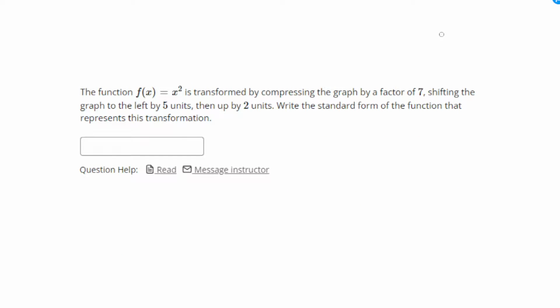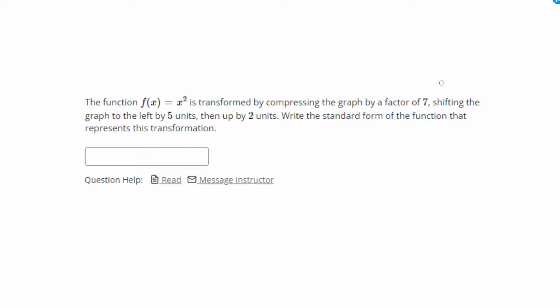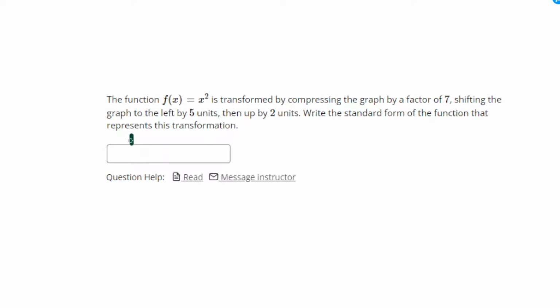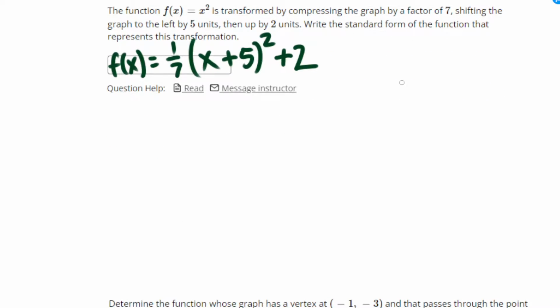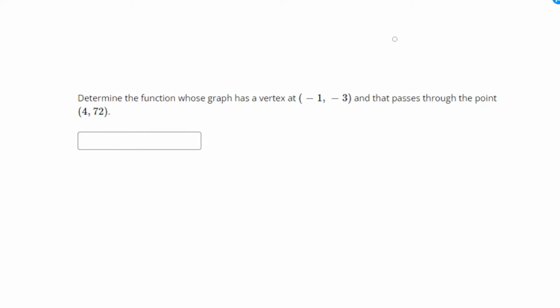F of x equals x squared is transformed by compressing the graph by a factor of 7. So we know that, since the word is compressed, we'll have 1/7 times x, and then the graph is shifted to the left by 5. So we'll do minus -5 or plus 5 to the squared, and then up by 2 units, so plus 2. That would be the standard form, technically vertex form. I'm not sure why they're using standard form for this, of our equation.